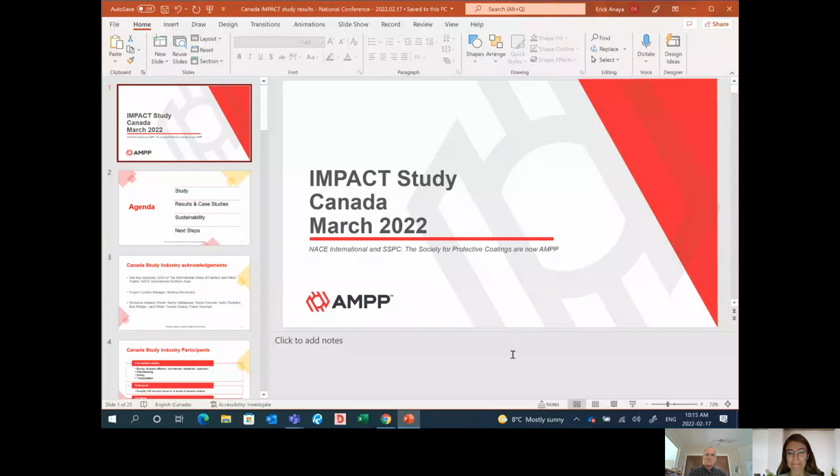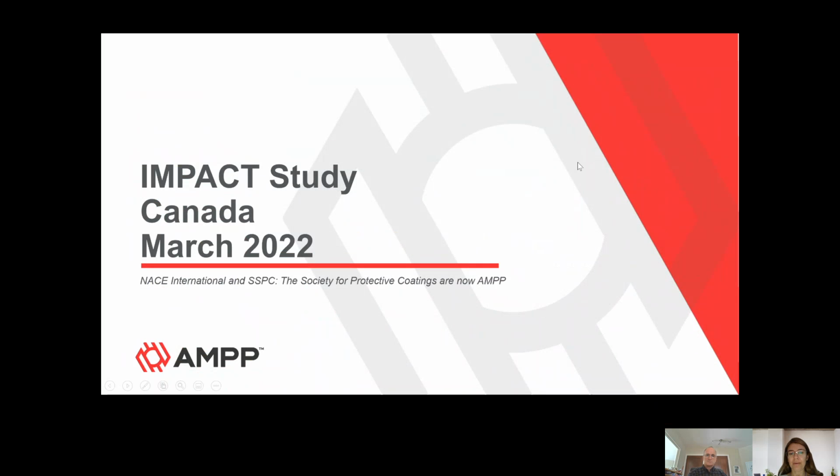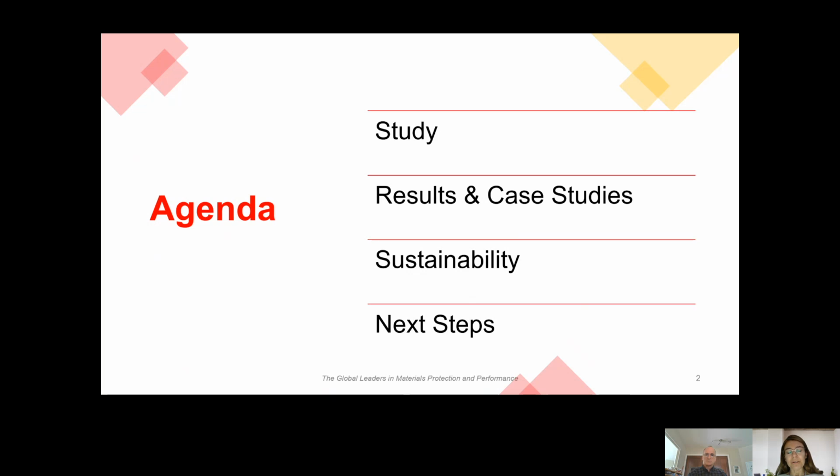Let us dive right into it. Let me just share my screen here with you. So here we are. We're going to present the results from the impact study in Canada. We're going to run through the agenda of today: the study, what we did for the study, results and some case studies, some white papers we want to present to you. Then there is going to be the blog for sustainability, which is going to be run by Sandy, as he said before, and then next steps.